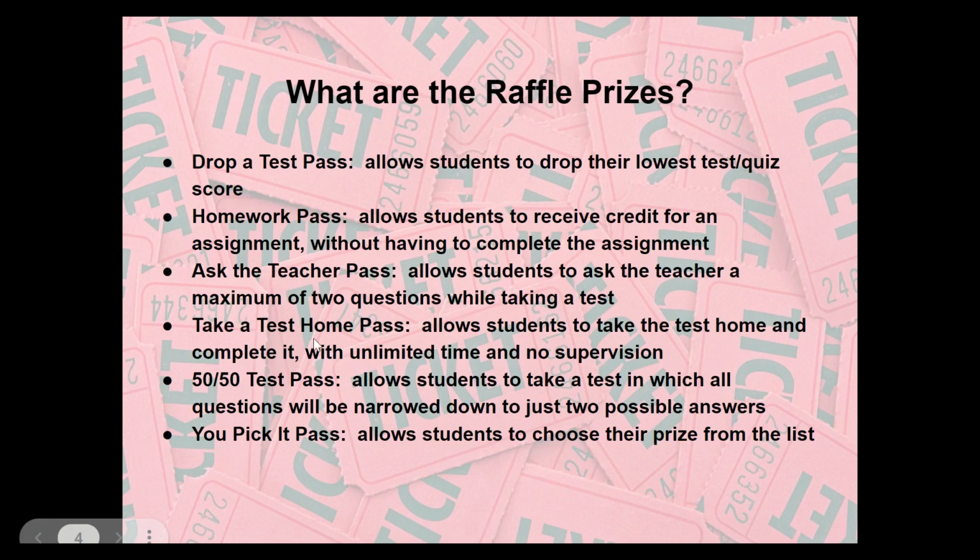You can win a Take a Test Home pass, which allows you to take your test home and do it from home instead of having to do it in class, which gives you unlimited time and no supervision. You can win a 50-50 test pass, which allows your test, instead of being multiple choice with 4 possible answers, to have only 2 possible answers. So you have a 50-50 chance of getting the question right. And lastly, you can win a You Pick It pass, where you get to choose which pass you would like.